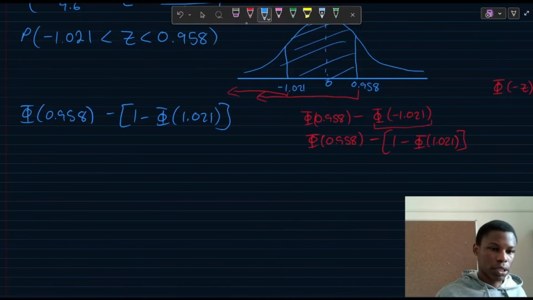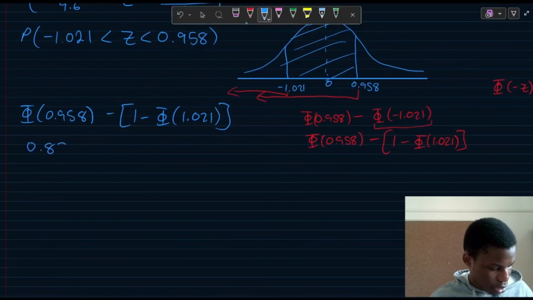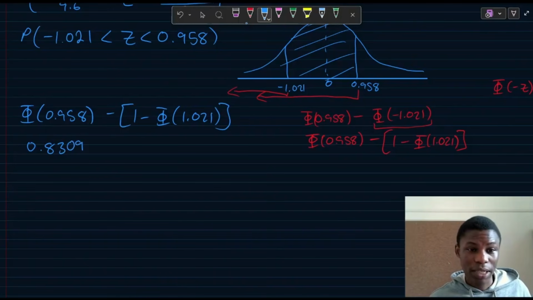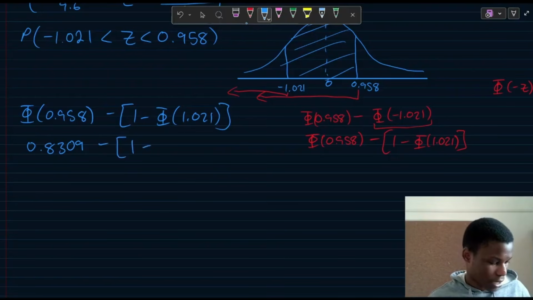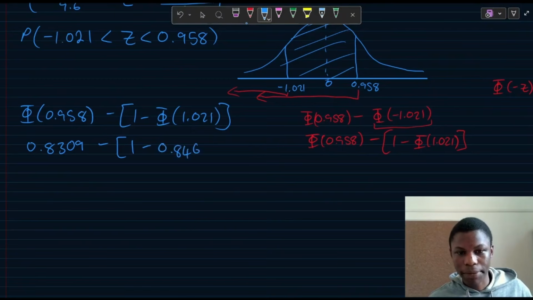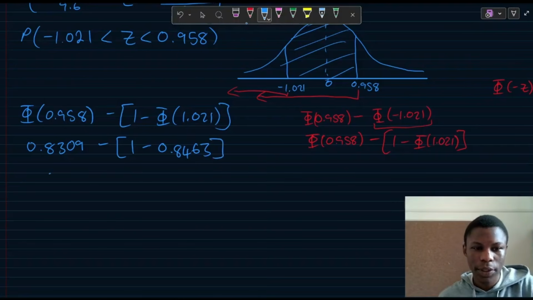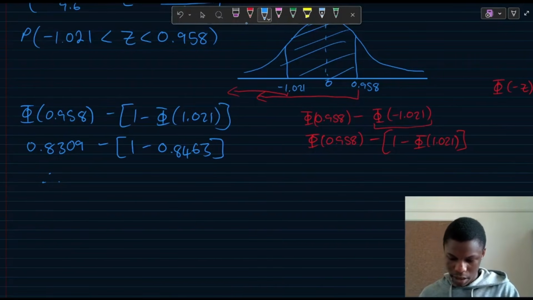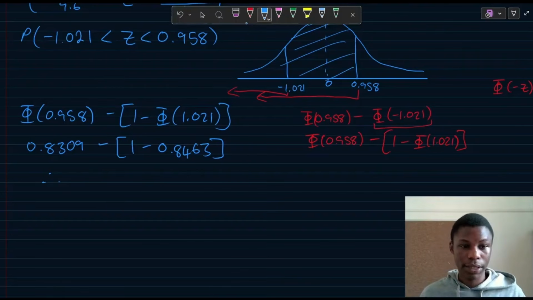So go to your tables, read out phi of 0.958, you get 0.8309. I can't read my own handwriting, I'll just trust that that's 09. Minus 1 minus phi of 1.021, which is 0.8463. Let's punch that into the calculator and hope that it gives us the correct answer, which is 0.677. Perfect.